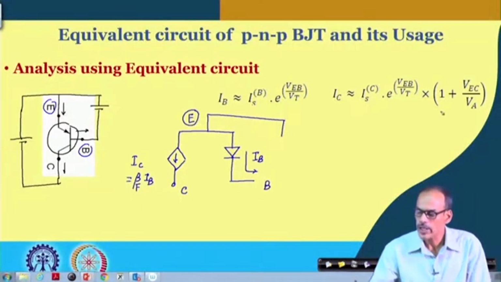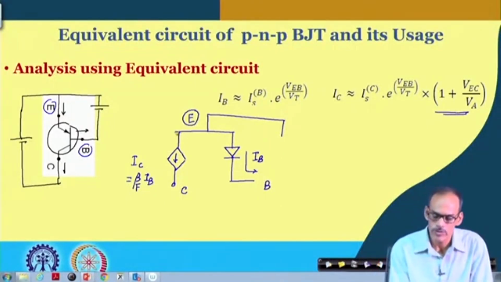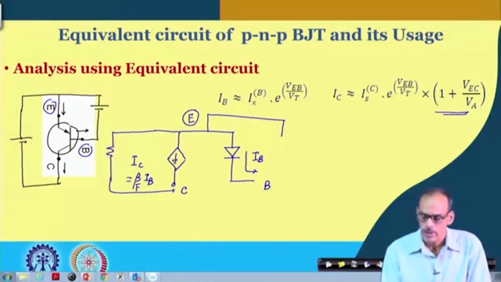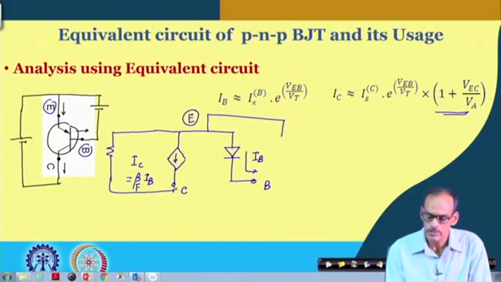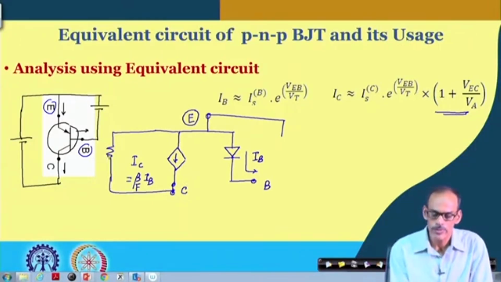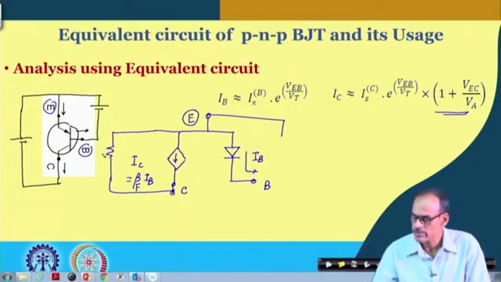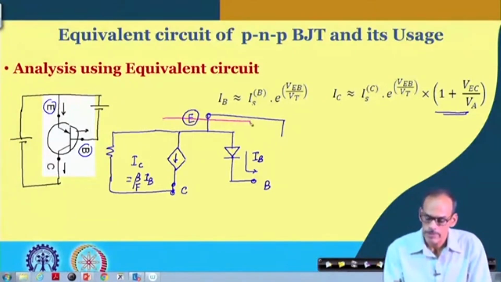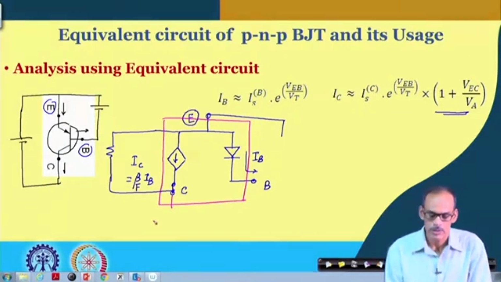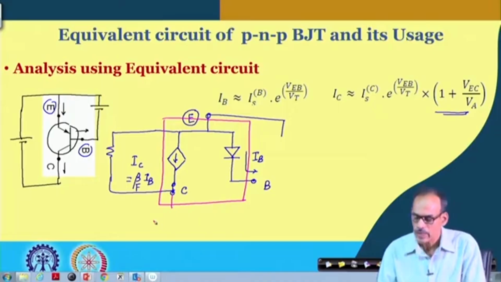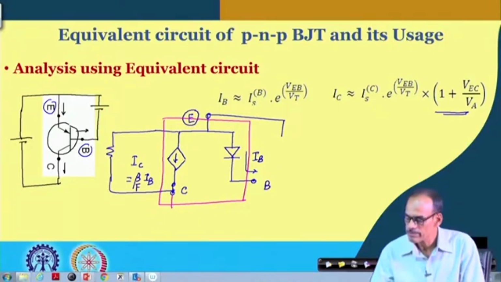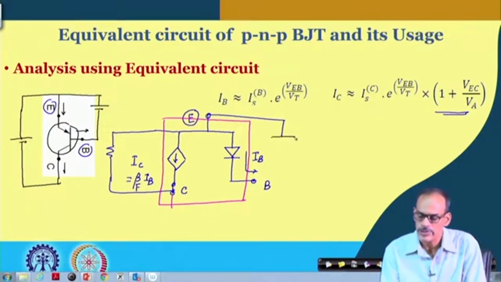In case you want to capture this additional factor, of course, you have to consider the conducting path here along with this current control current source. For many situations, in fact, we may ignore this resistance, as we said before for NPN. This is the basic part of the equivalent circuit of the PNP transistor. And then of course, externally we can use the corresponding bias here.